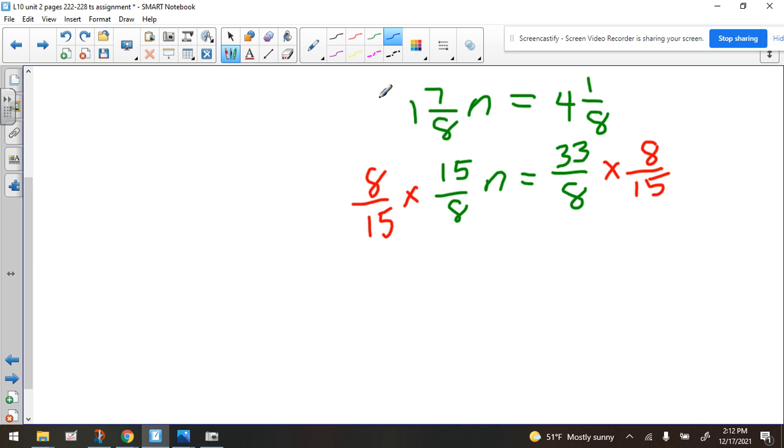All right, now what happens to everything over here? This all cancels out. This cancels out. And 1 divided by 1 would be 1. And if we did 1 times n, we would get n.